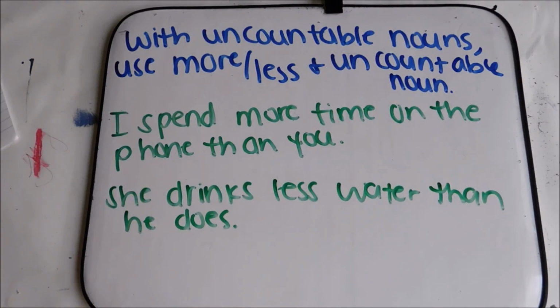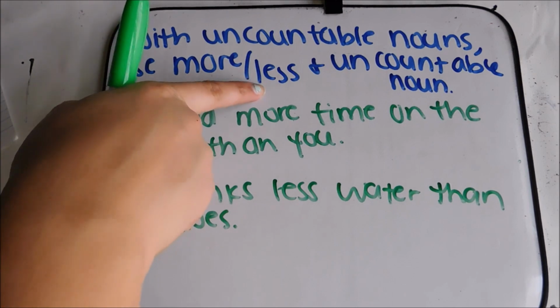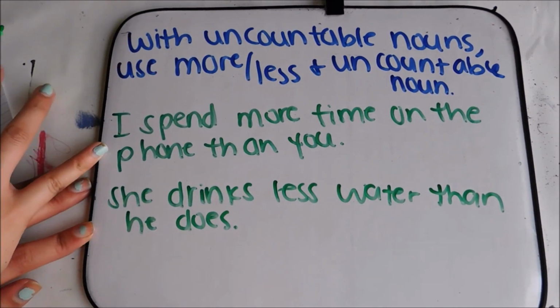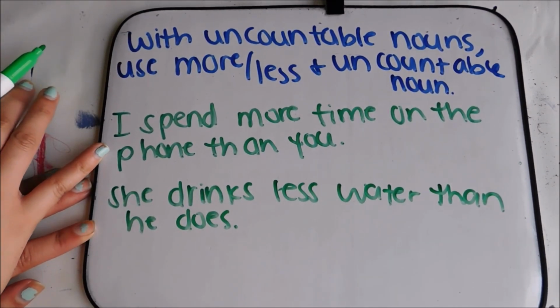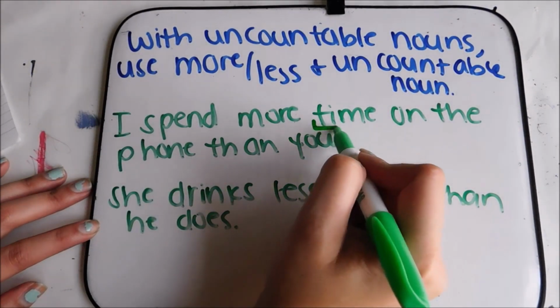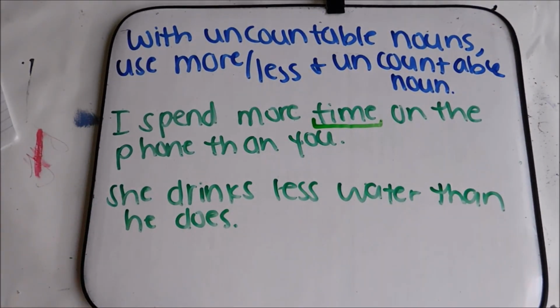With uncountable nouns, we're going to use, again, more to compare, or we can use less. For example, in the first one, I spend more time on the phone than you. Time is not countable. We can't count times. We can count seconds, minutes, hours, but not time.